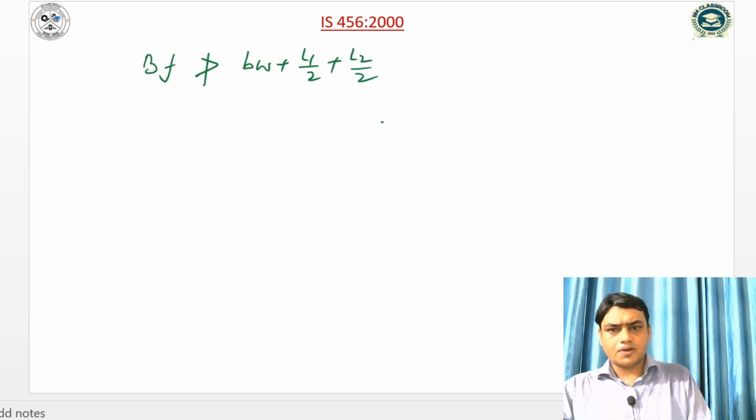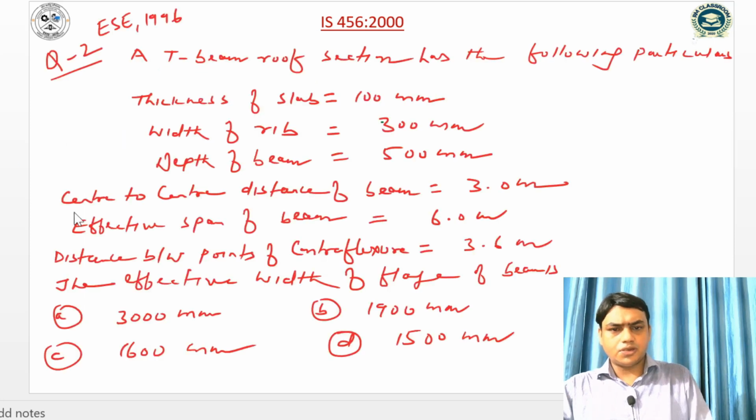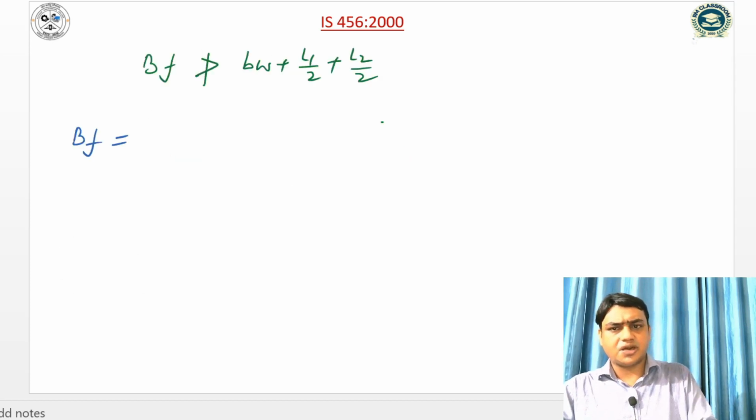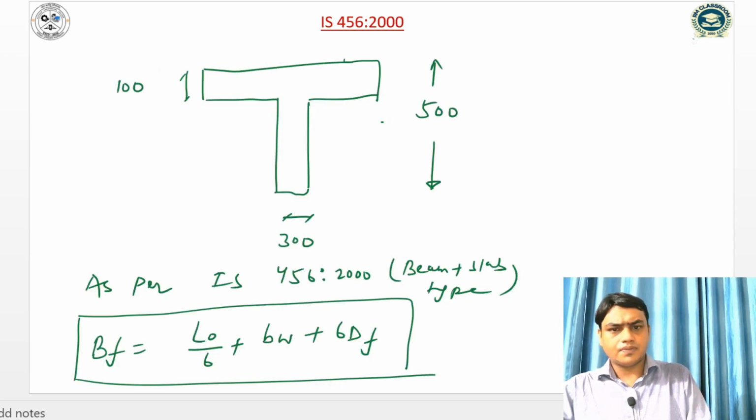So firstly we have to compute the value of BF, the effective width of the flange. The distance between points of zero moment or contraflexure is given as 3.6 meters, which means 3600. So 3600 by 6 plus BW, where BW is 300, so 300 plus 6 into DF, so 6 into DF is 100.